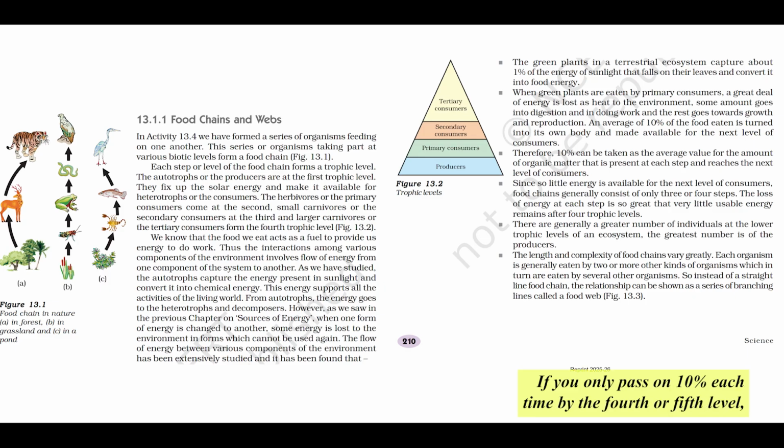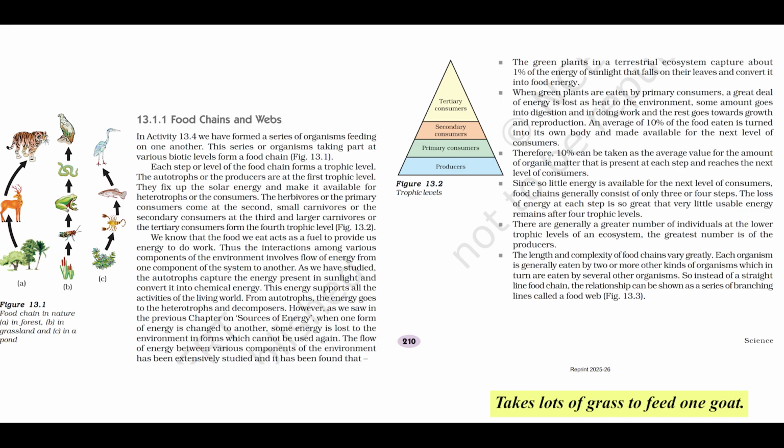If you only pass on 10% each time, by the 4th or 5th level, there's hardly any energy left from the original amount. Exactly. Not enough energy to support a stable population at higher levels. And it also explains the pyramid structure of ecosystems. Why are there always more producers than herbivores? More herbivores than carnivores? Because you need a huge amount of energy at the bottom level to support the smaller amount of energy needed at the level above it.